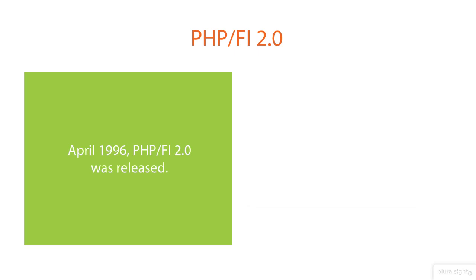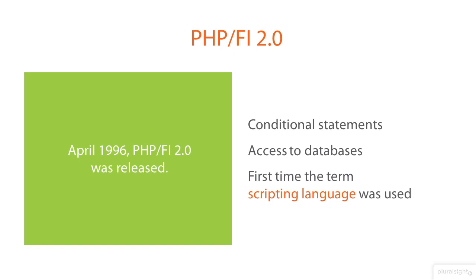Some of the new features in this version included conditional statements. This was in response to the public wanting the ability to hide and show blocks of HTML code. Another new feature was the ability to access databases, and the term scripting language was also used for the first time with the release of this version.